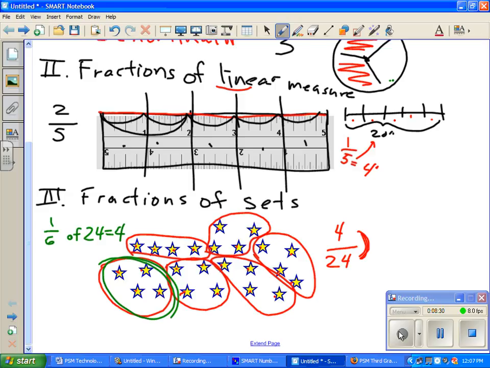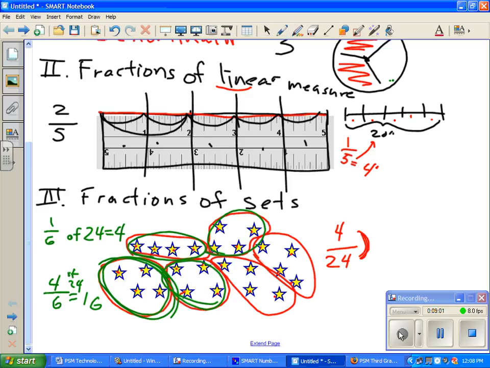Now that's the basic concept. What if we had a question like 4/6? What would 4/6 of 24 equal? Abia? 16. 16. Let's see if that's right. Here's one set, 4. Another set, 8. Another set, 12. Another set, 16. Good job. 4/6 of 24 equals 16.